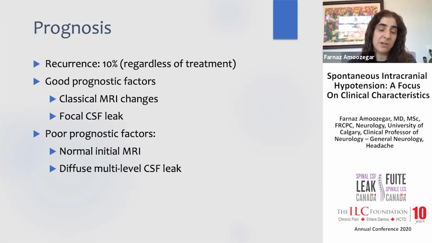And then some of the good prognostic factors. If patients do have classic presentations and classic MRI changes, then obviously it's much easier to diagnose the condition. Also, if they have a focal CSF leak where targeted therapies such as blood patches or surgery can be done, that also leads to a better prognosis. But poor prognostic factors are essentially the opposite. If a patient has a normal initial MRI, it may not be recognized right away that they have this condition. Or if they have diffuse multi-level CSF leaks, it can be quite difficult to treat that condition as well.